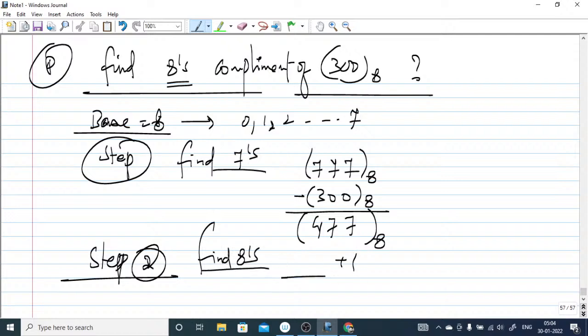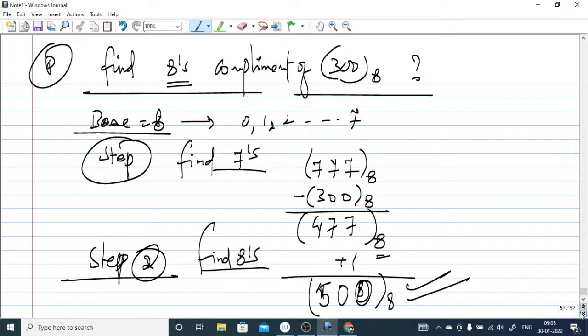So plus 1 you have to do. It will be 4, okay, it will be 7 plus 1, that is 8. But you know that this digit should not be 8 here, it should be less than the base, right? So this will be 0 here, and this will be 0 and this will be 5. So this is going to be your answer for this question.